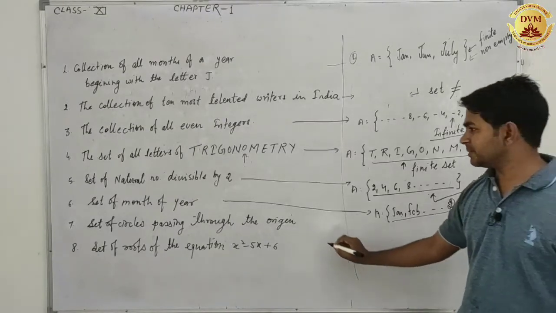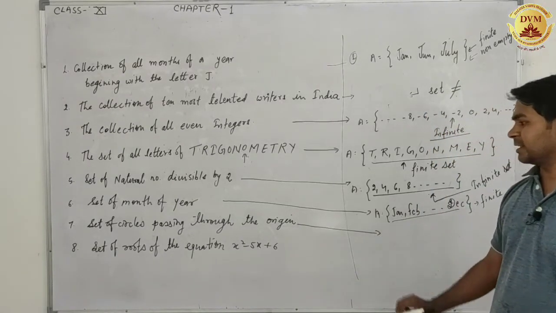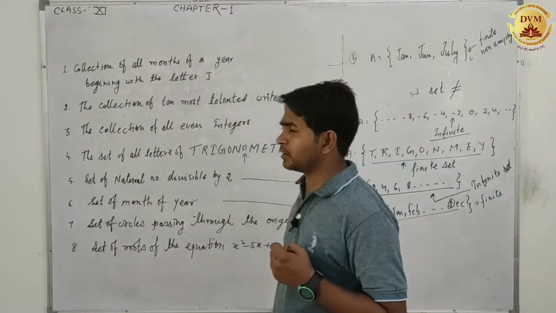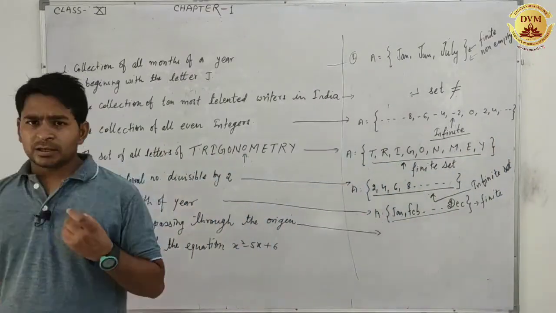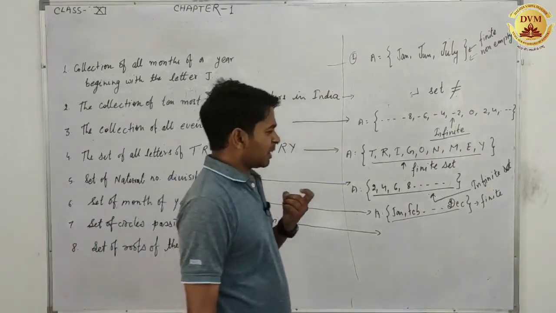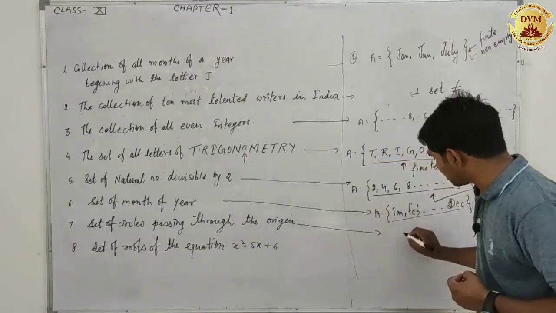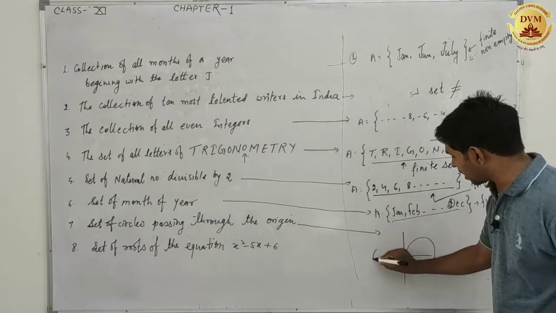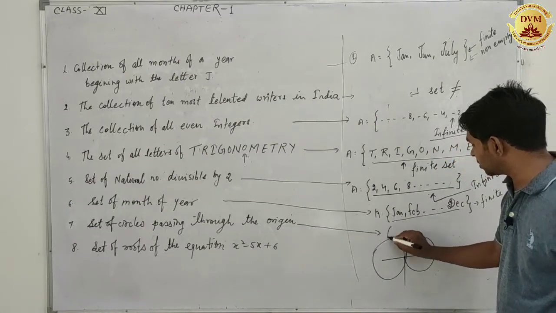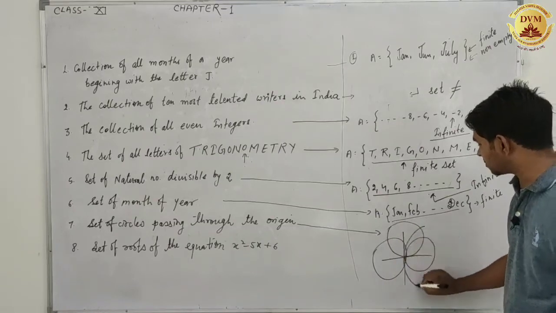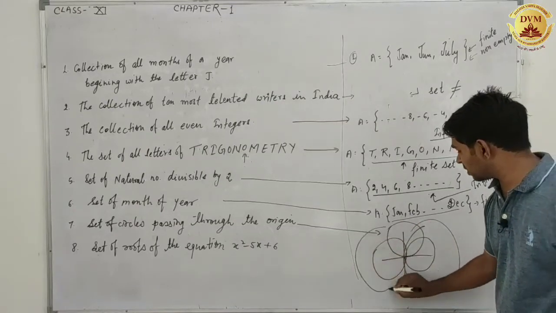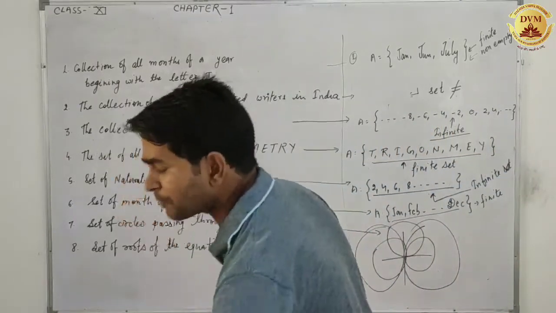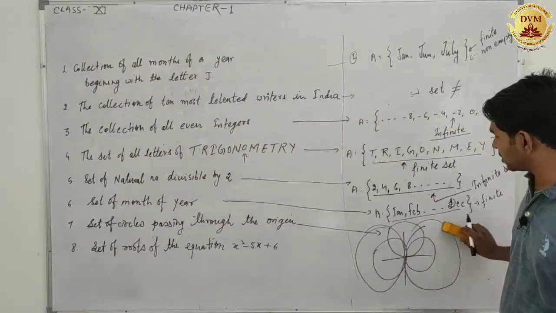Okay, for the next, the set of circles that pass through the origin. Students, just think about a circle which passes through the origin. This is a circle that passes through the origin. This is also a circle that passes through the origin. This one passes through the origin, this one too, and this one too. It means there are a number of circles which pass through the origin.